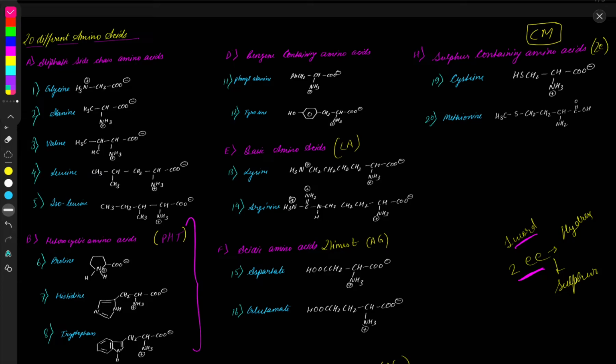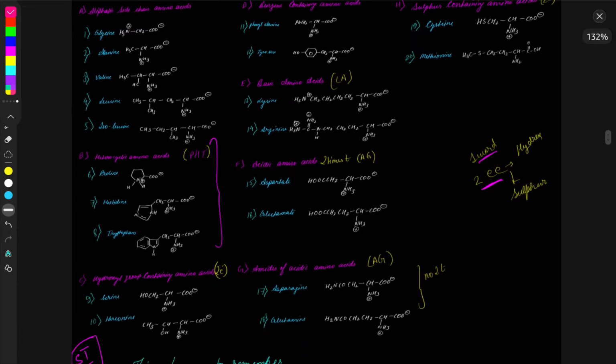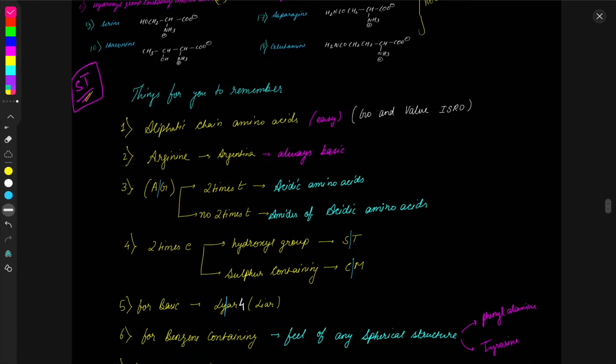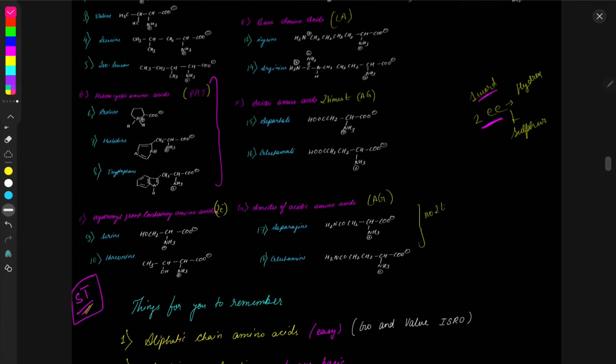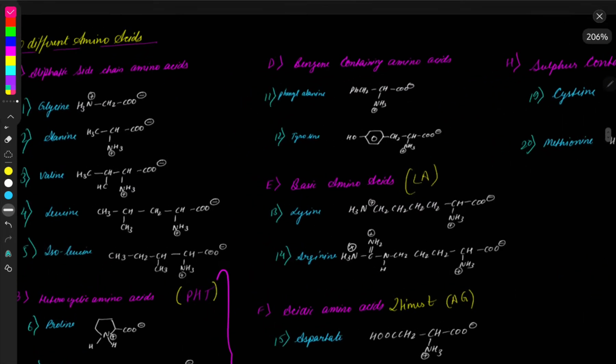So let's get started. See, these are the 20 amino acids which I'll help you to memorize. First of all, you have to remember these: first, aliphatic chain amino acids. You have to remember these five amino acids. See, these are very easy and basic structures. It is very easy to memorize them.